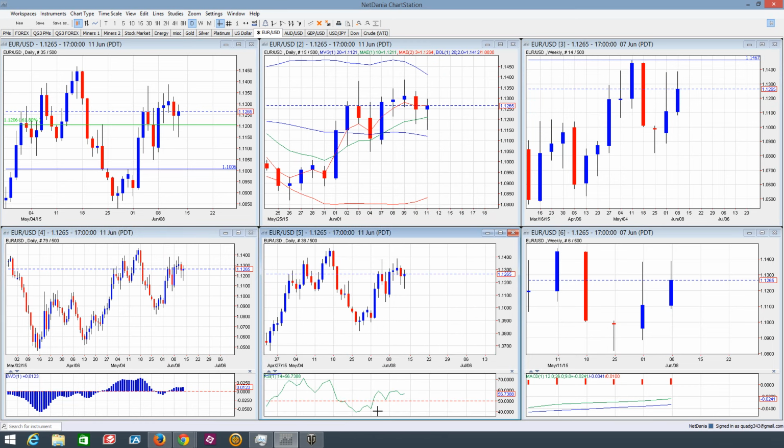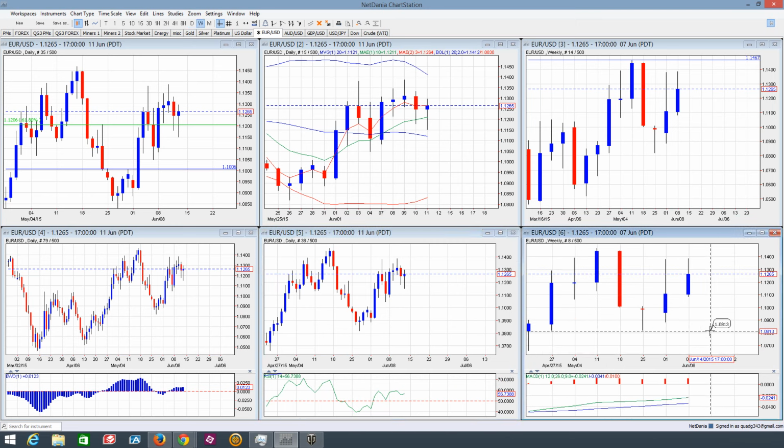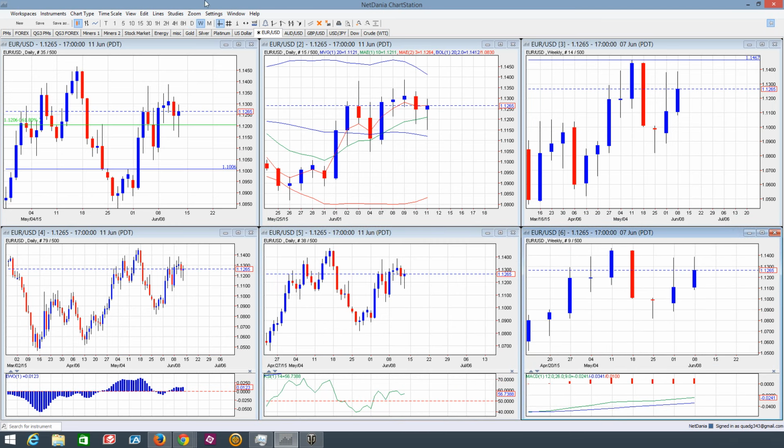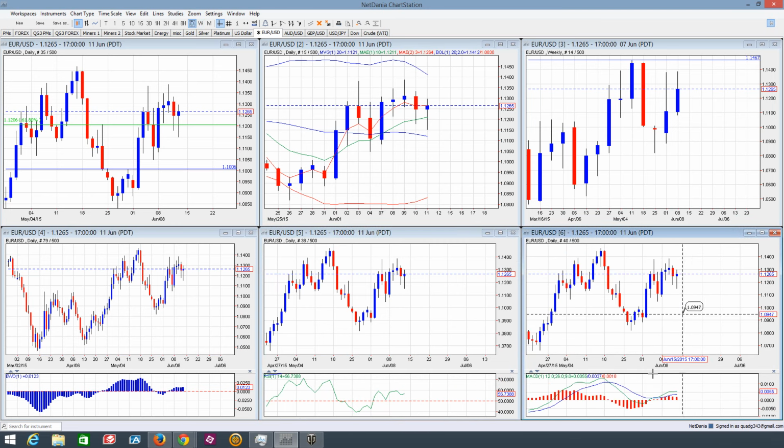The RSI, we're testing that 60 level. We're starting to pressure it somewhat. So if we break that 60 to the upside, it invites continued upside advance to the 70 or higher level on the RSI. The MACD is open to the upside on the weekly, and on the daily we're open to the upside as well. So Euro overall picture is still looking very bullish.